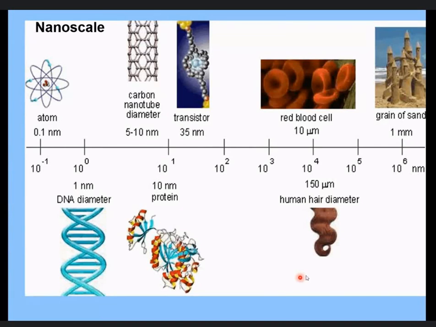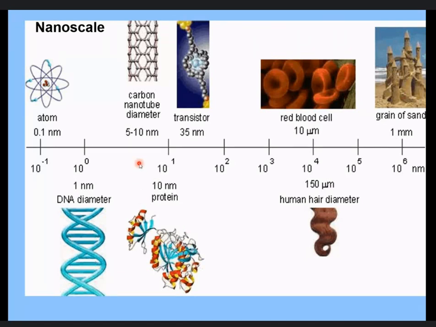So these nanomaterials, those who are students can get an idea of what the size is about nano. If a grain of sand is 1 millimeter, then going lower and lower, red blood cells are 10 micrometers, and human hair is about 150 micrometers. Then going lower, a transistor is 35 nanometers, and then proteins, the usual globular protein or elongated protein, are something like 10 nanometers in diameter or in length if you consider the whole structure.